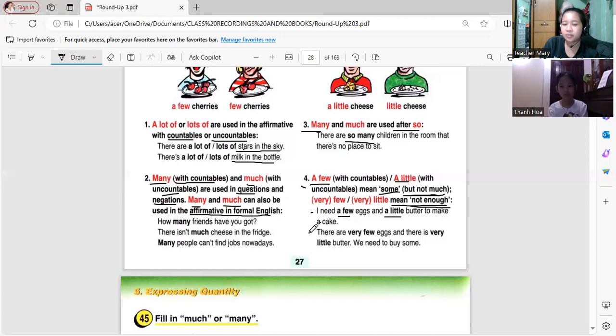Okay, so number 2, there are very few eggs and there is very little butter. We need to buy some. So very few is not enough. Very little is also not enough. Look at the sentence back. Understand the sentence. There are very few eggs and there is very little butter. So it is not enough. So we need to buy some.